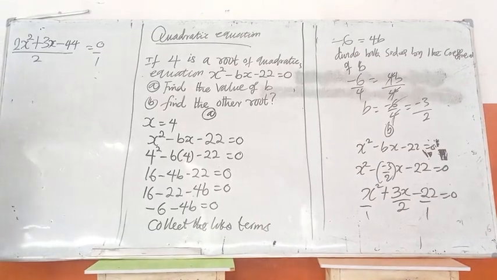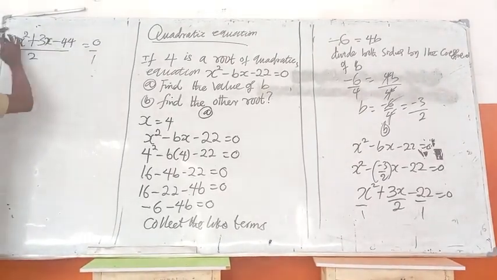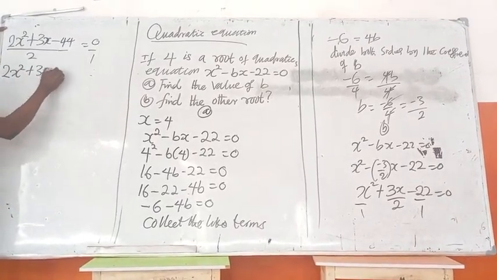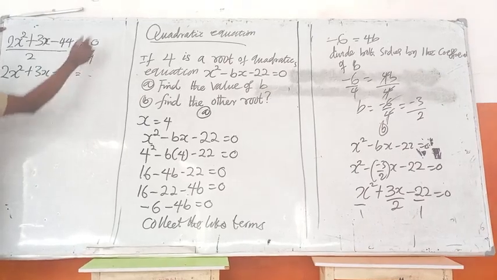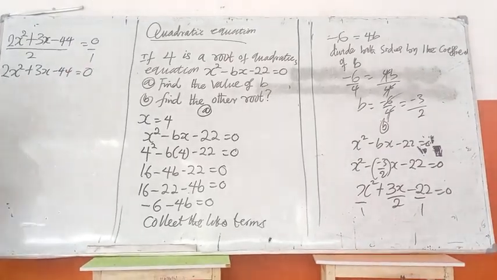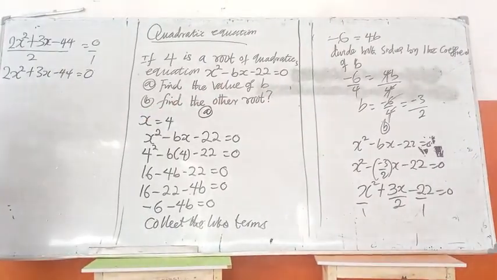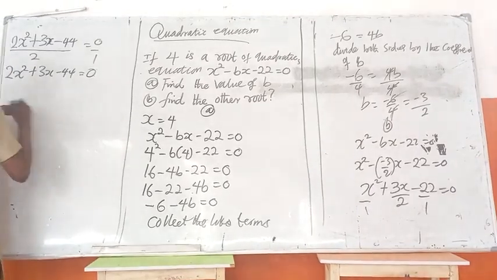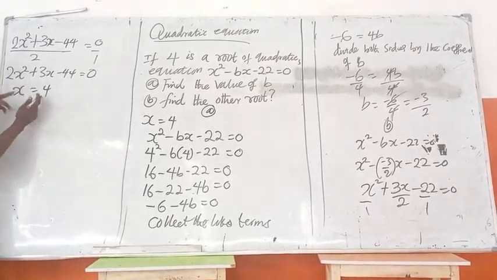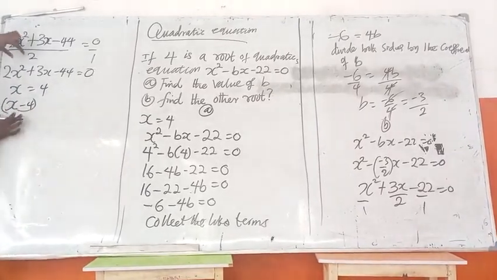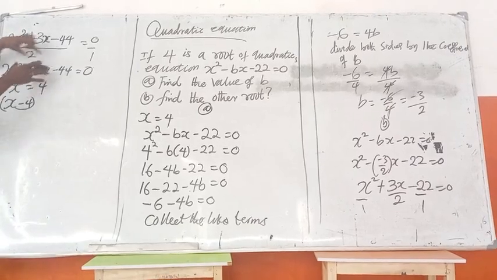Cross multiply. If you cross multiply 1 times this whole term, we have 2s squared plus 3s minus 44 is equal to 2 times 0, which is 0. That becomes a quadratic equation now. The question says to find the other root. The first root they gave is s equals 4. If this 4 goes to this side, we have s minus 4. So we are going to use this s minus 4 to divide this to get the other root.